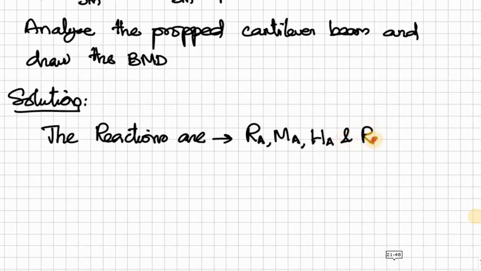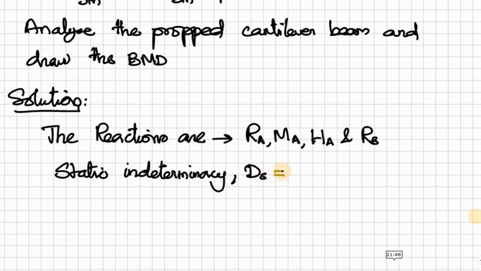but how many equilibrium equations we have? Only 3. Therefore, the extra reactive component will be considered as redundant. Therefore, the structure is statically indeterminate to single degree. Okay, so static indeterminacy Ds is equal to total reactions minus available equilibrium equations, that is 3, is equal to 1. Therefore, one reaction is redundant, so only one extra condition is required to analyze the beam.